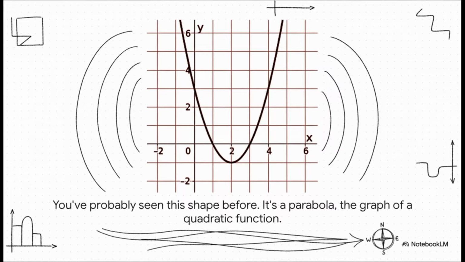Okay, let's kick things off on some familiar ground. You've definitely seen this U shape before, right? It's a parabola, which is just the graph of a quadratic function like x squared. We're going to use this as our anchor point for today's journey.